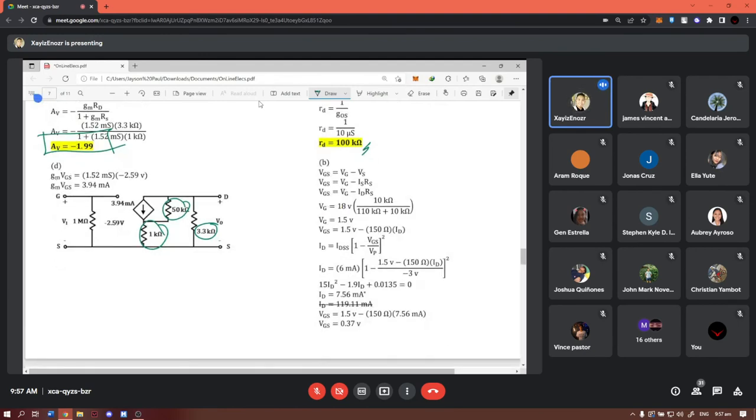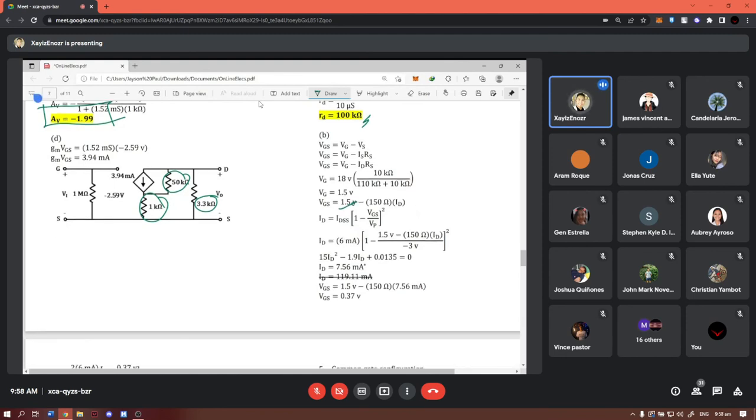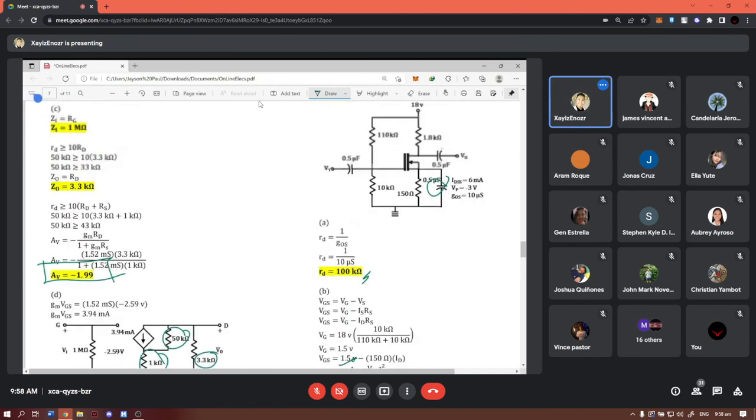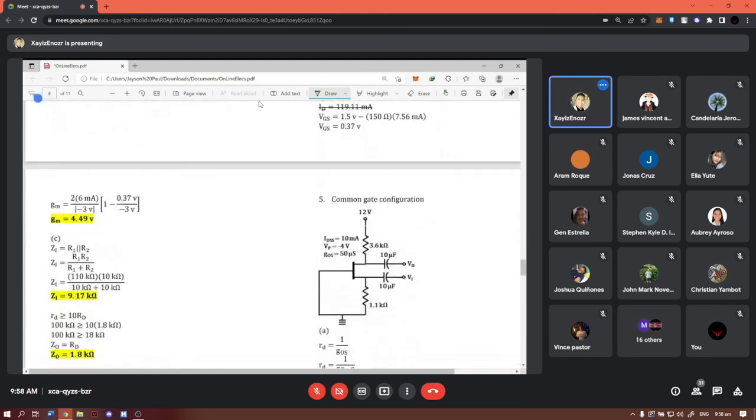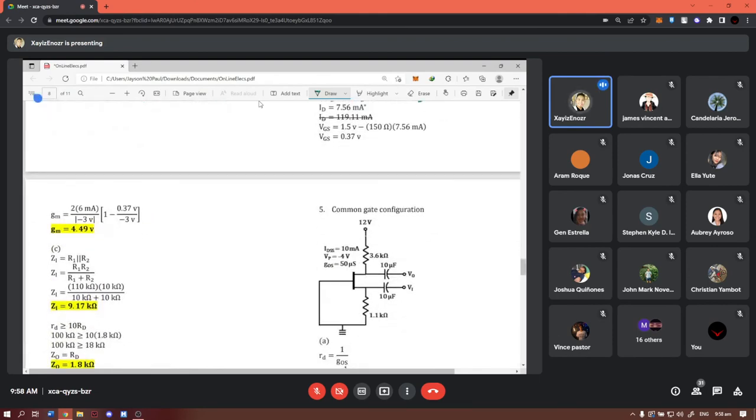Di ba nag-solve naman na tayo ng voltage divider biasing? Ganun lang din naman siya. Ang pagkakaiba lang, nagkaroon ka ngayon ng VG, hindi na siya zero. So, substitute mo lang yan dito sa Shockley's equation and then, pag sinimplify mo, ito na ngayon yung formula niyan. Then, mahanap mong ID is 7.56 milliamperes. Then, after that, mahanap mo si VGS, 0.37 volts.